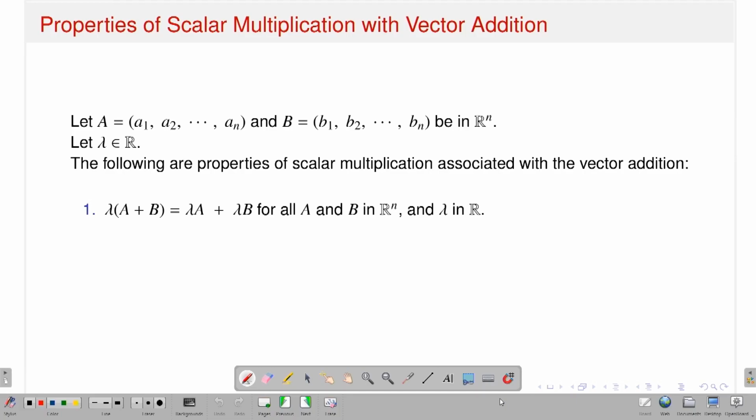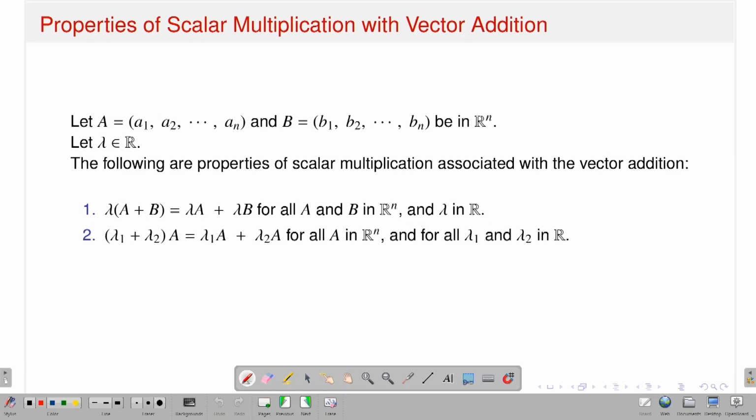Next, we will see the properties of scalar multiplication associated with vector addition. Take A and B as vectors in Rn, and lambda as a scalar coming from the set of all real numbers. Then lambda times (A plus B) is equal to scalar multiplication lambda A plus scalar multiplication lambda B, for all A, B in Rn and lambda in R.